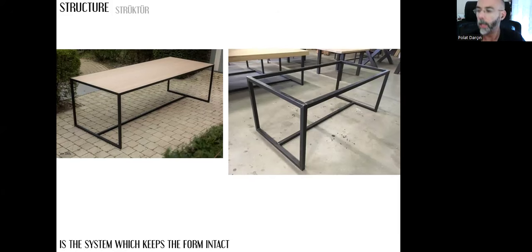So the structure is the system that keeps the form intact, the form of any object, either the table, either a building, either a drinking glass or a car. These all have structural systems. If you don't have a system, if you don't have a structure, then everything will fall down and break into pieces. They won't be able to keep their form in that geometrical shape anymore.